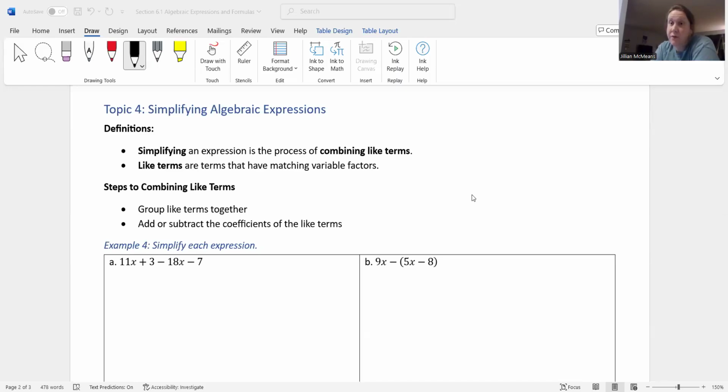For topic 4, we're going to finally look at simplifying algebraic expressions. It's kind of taken us a while to get here, but here we are. So we're going to simplify algebraic expressions in this video, and then in the last video, we're going to look at formulas, which are kind of a different idea altogether.